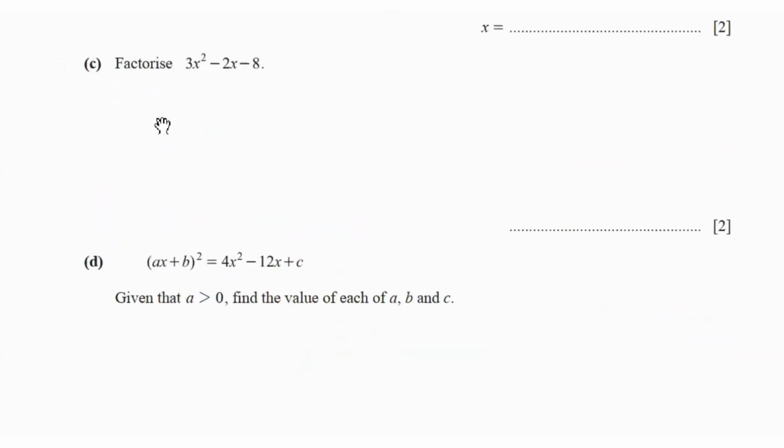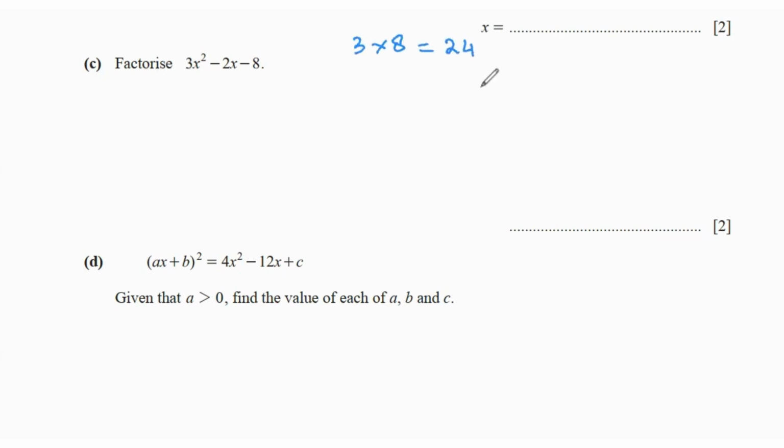Then it says factorize 3x squared minus 2x minus 8. So as you can see, we have a quadratic equation because the highest power of x is 2. So we can do middle term breakage. For middle term breakage, we can multiply the coefficient of x squared, which is 3, with the constant, which is 8. So 3 times 8 is 24.